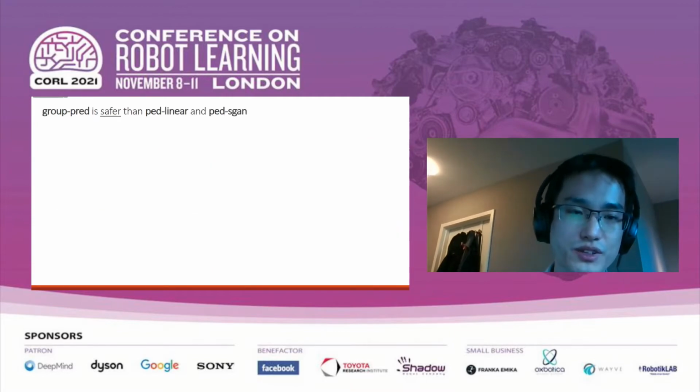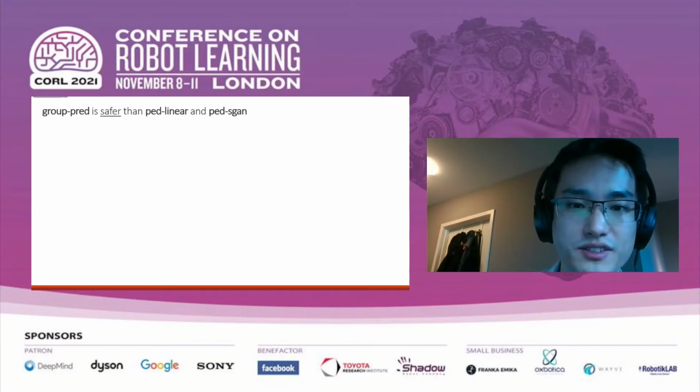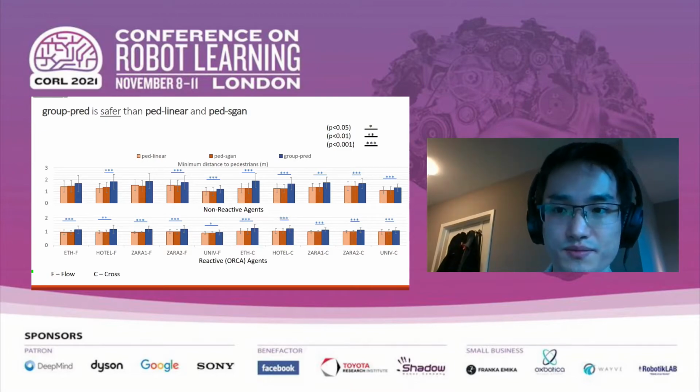So similarly, now that future state predictions are considered, how would our model do compared to the baselines? And again, we're happy to see that our model, as indicated by the dark blue color, still outperforms the baselines with statistically significant results in most of these scenarios.